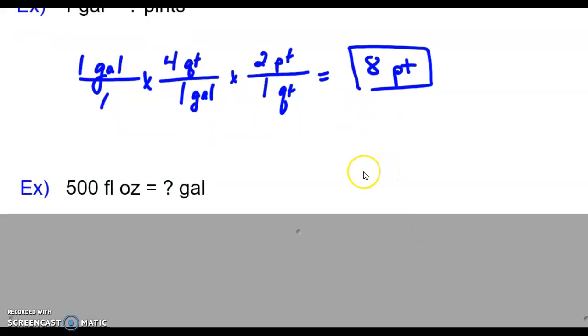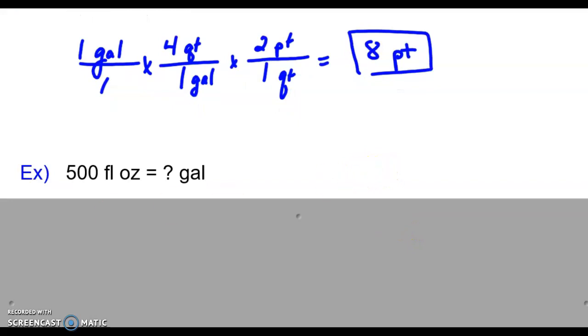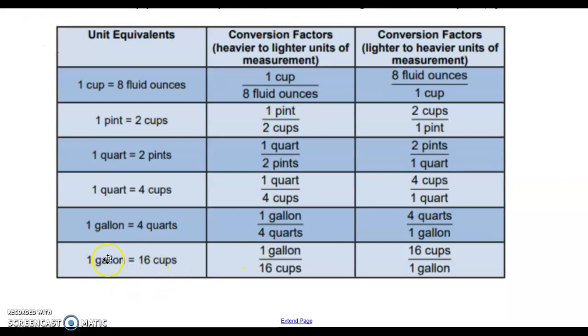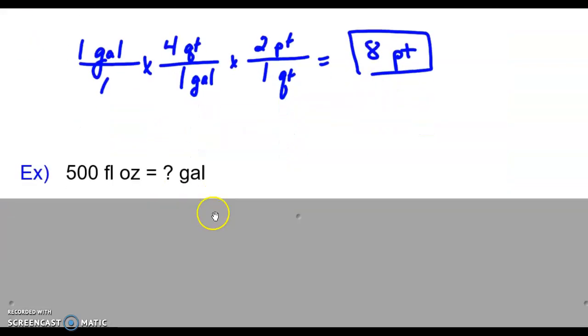All right, so 500 fluid ounces is how many gallons? Let's look back at our chart. We have gallons that compare to cups and gallons that compare to quarts. The only place we have ounces is something involving cups. So to me, it makes the most sense to go from gallons to cups and then from cups to ounces. So that's what I did here.